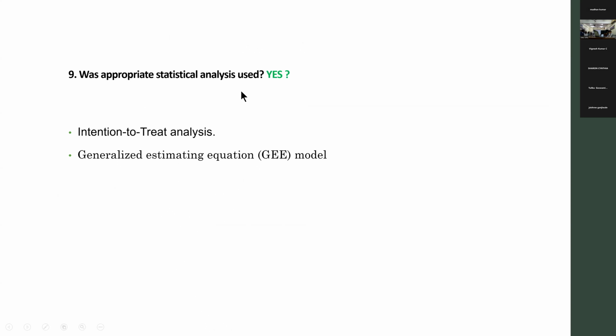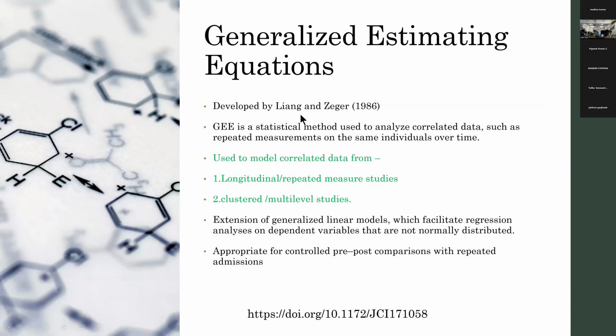Was the appropriate statistical analysis used? They did an intention-to-treat analysis and used a generalized estimating equation model. What is that? It is a model developed in 1986 to analyze correlated data. What is correlated data? For example, repeated measurements over time: one patient with multiple blood pressures, or repeated HbA1c every 3 months for 2 years. How do you analyze that data? We know it is correlated because it's a repeated measurement. Or it's just clustering: all the patients are from the same hospital or the same physician, so there is an inter-cluster relation.